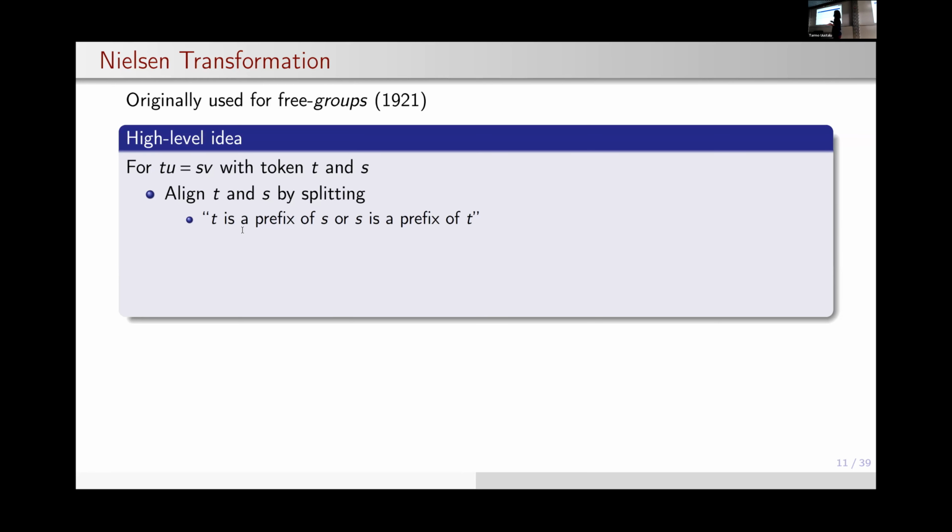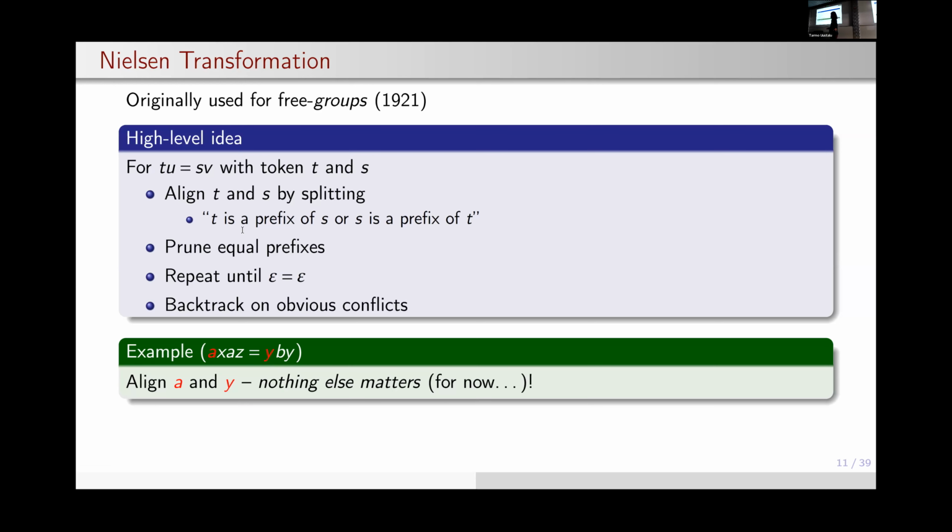And we do so by just splitting. Is T a prefix of S or vice versa? That's the only thing we do, and then we prune the input prefix. Amazing. Let's say we make progress. We don't. Let's wait for now. And we do so until we reach the trivial equality, if the empty string is the empty string. Well, cool. And whenever we encounter a conflict, then it's just backtrack.